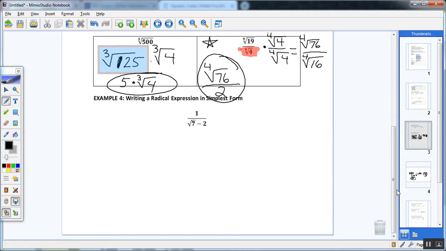Example 4, writing a radical expression in simplest form. Let me ask this question. Where don't you want a radical sign at? Bottom. Do I have a radical sign in the denominator? Is that good or bad? That's very bad. Not only is there a radical in the denominator, is it just a radical by itself, or is there something else lingering down there too?